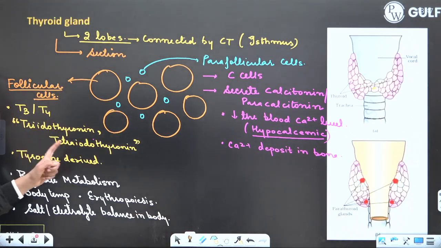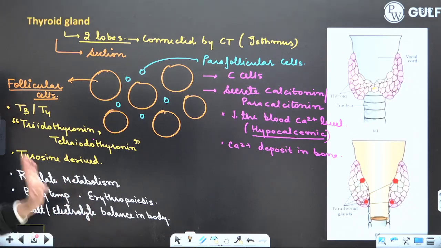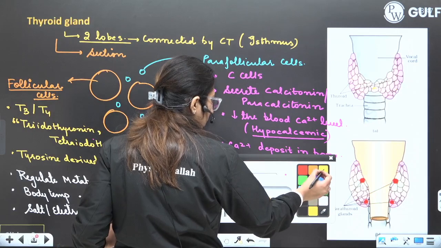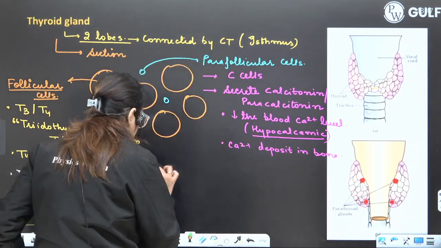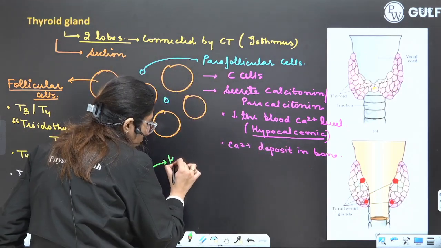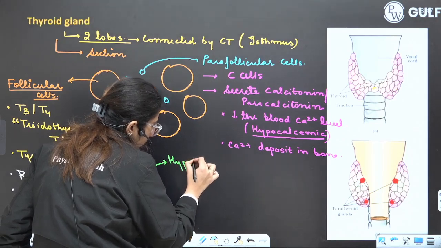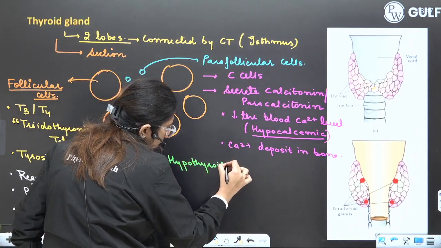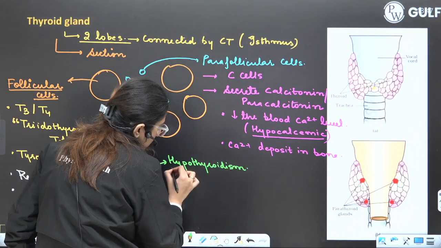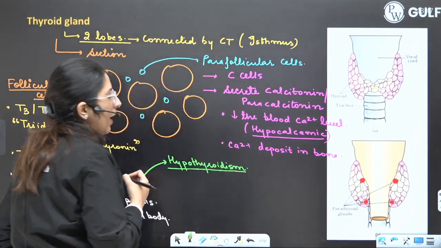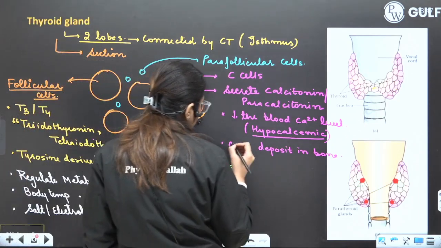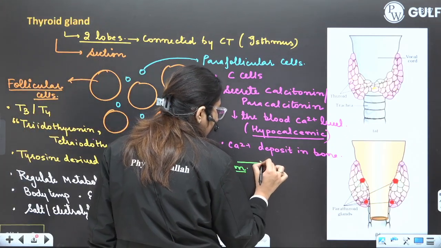Triiodothyronine, tetraiodothyronine. Done? Clear? Now, whenever its deficiency occurs, let's have a quick look. Suppose there is hypothyroidism. Hypo means less. Hypothyroidism means less synthesis.